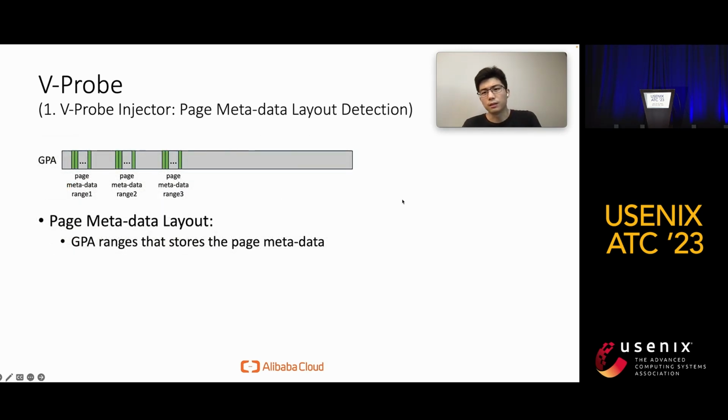This slide introduces the page metadata layout detection. In operating systems like Linux, each physical page has a corresponding piece of page metadata to record its usage state, for example, the reference count or the allocation status. And such metadata is usually organized statically and continuously in regions of the physical memory. The vProbe injector detects such layouts in the guest as several GPA ranges and registers this information to the hypervisor through the vProbe registration API.